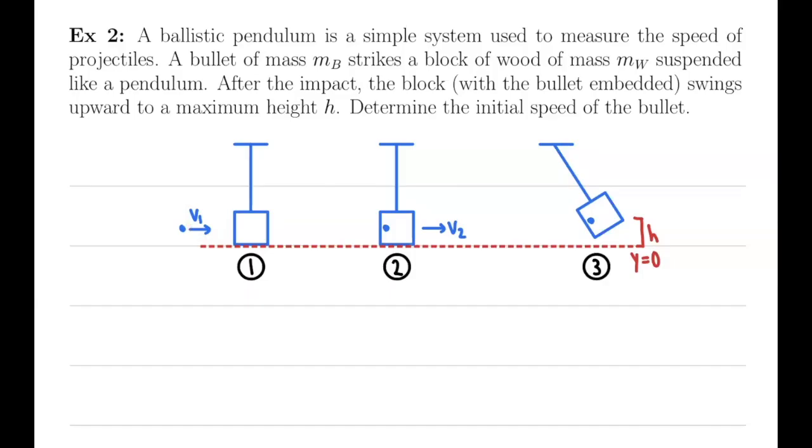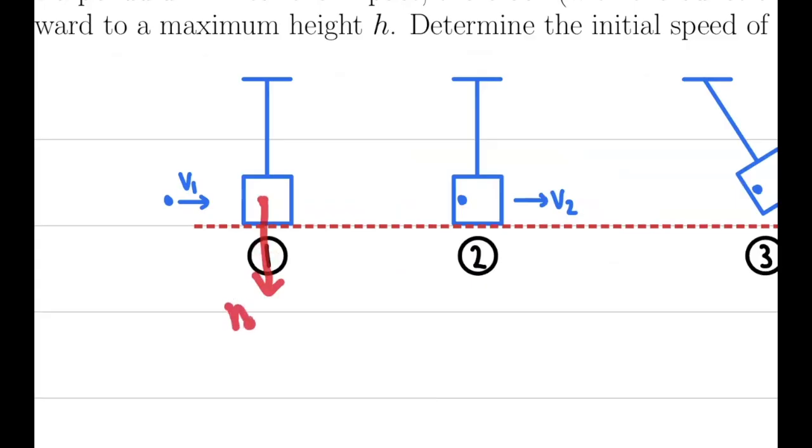Yes. Well, let's see. Momentum is conserved when there's no net external force acting on the system. So let's look at the forces on the system in 1 and 2. We have gravity, MWG, and we have tension. These are external forces, right? The internal forces are the forces that the bullet and the block have with each other. But these external forces cancel out.